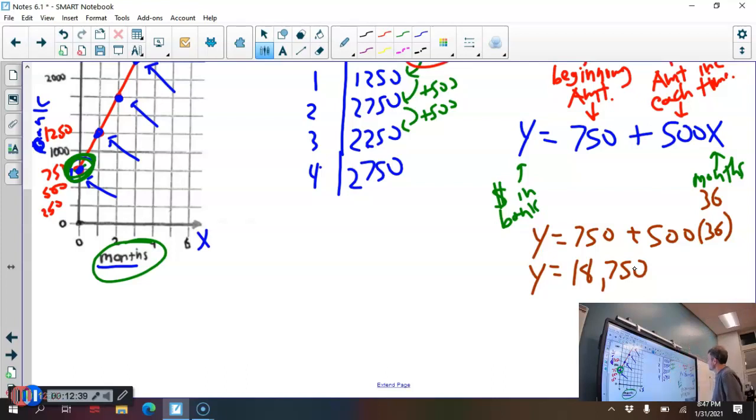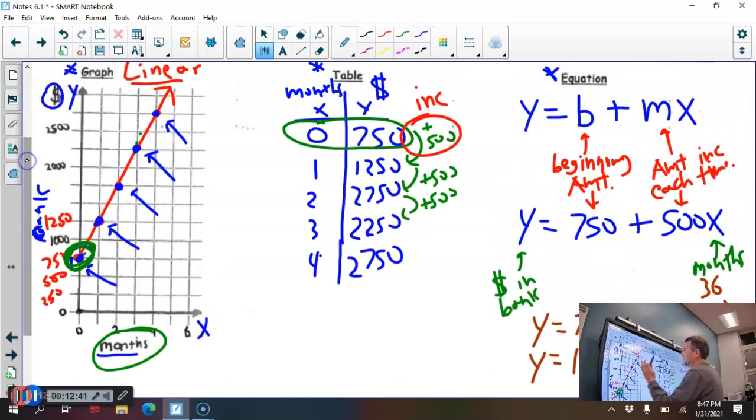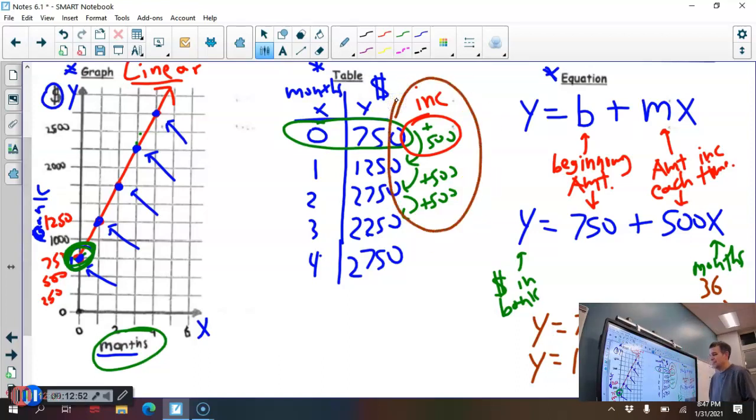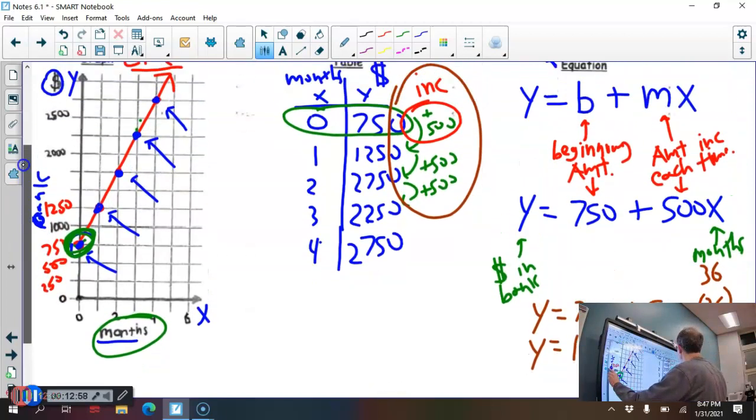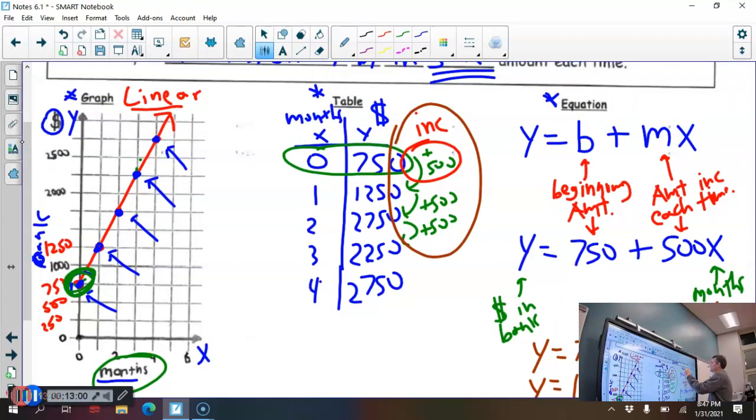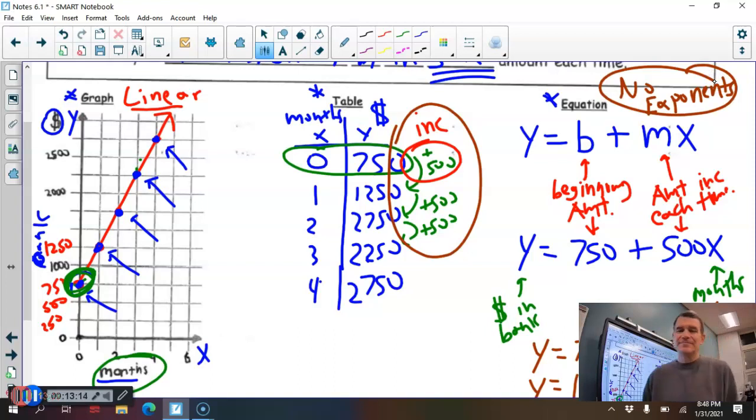All right, so one more thing here. How do we tell if a graph is linear? It makes a line. How do we tell if a table is linear? It increases by the same amount each time. And the equation, I'm going to say one thing for now. It is linear if it has no exponents. Please write that down. If there are no exponents on the variables, it's a linear equation.